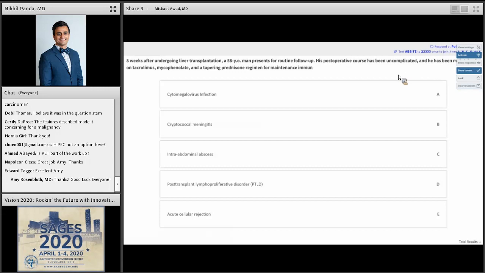Okay, great. Next question. So it's 8 weeks after liver transplantation. A 58-year-old man presents for routine follow-up. His post-operative course has been uncomplicated, and he has been maintained on Tacro, Celcept, or mycophenolate, and a tapering prednisone regimen for maintenance.